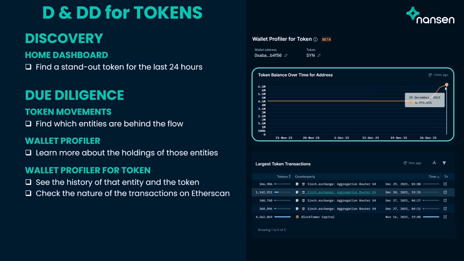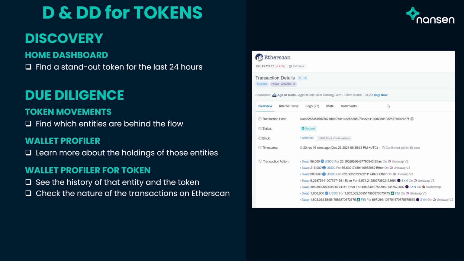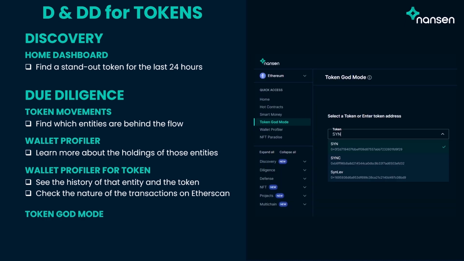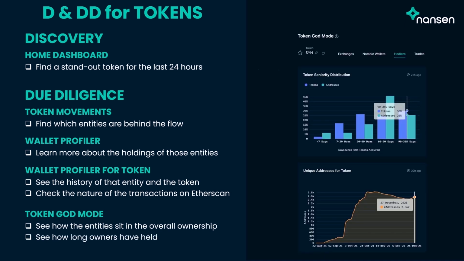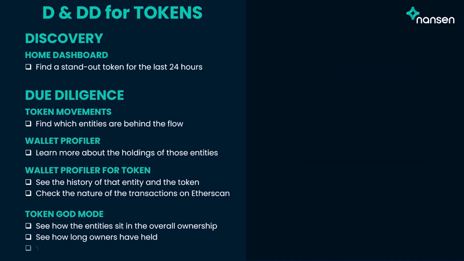From the single transactions, open the link to Etherscan. Now you can see that the entity has actually bought the token. It wasn't just a transfer. Finally, check Token God Mode to get a more general overview of it. See how its total supply breaks down into entities. See how long owners of the token have held it for.